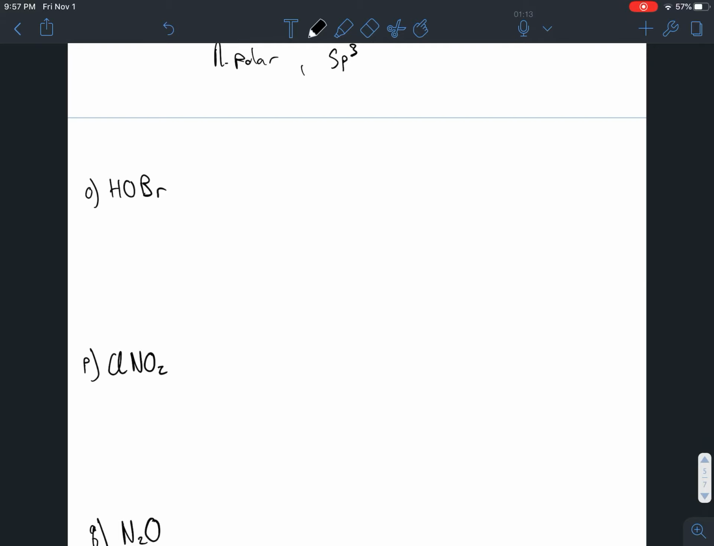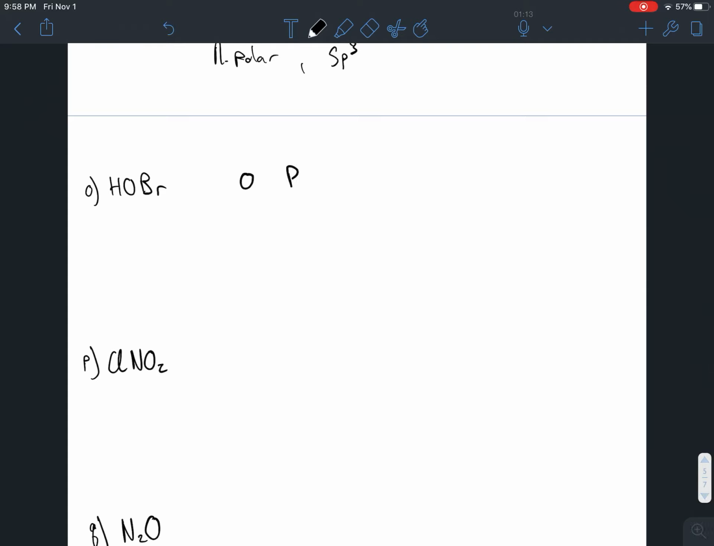HOBr. What's the central atom? I don't know. Let's just say that oxygen is, and if oxygen forms a sensible Lewis structure, then that's the central atom. How about that logic? Hydrogen has 1, oxygen has 6, and bromine has 7. Then we connect the dots. That's how it works. And I checked to see that it's okay.